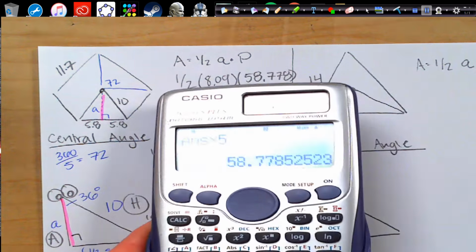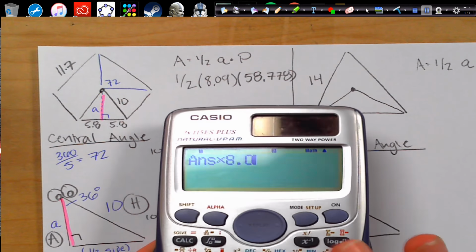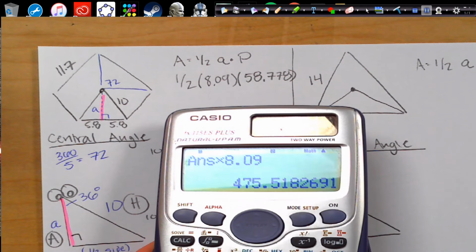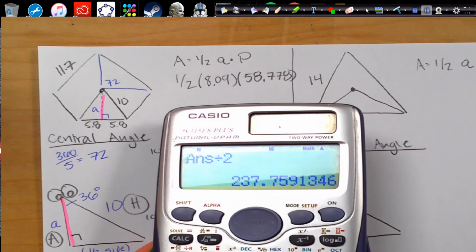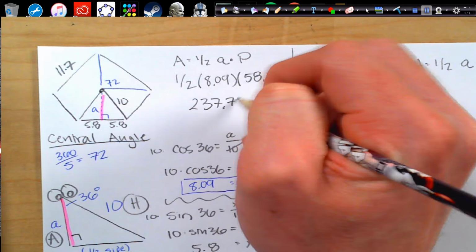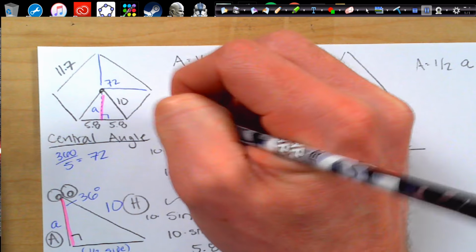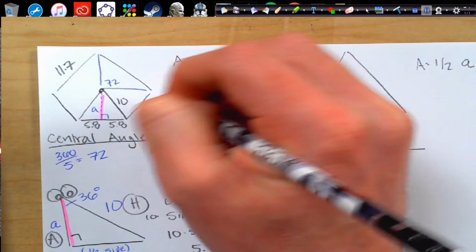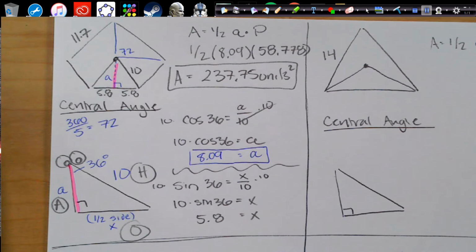My apothem was 8.09, and I'm going to take half of that. So I already have the 58.77 in there, so I'm going to multiply by 8.09, and I get 475, and I divide by 2. I'm going to get 237.75, and this is going to be square units. That's the double whammy because we had to do 2 sets of trig.